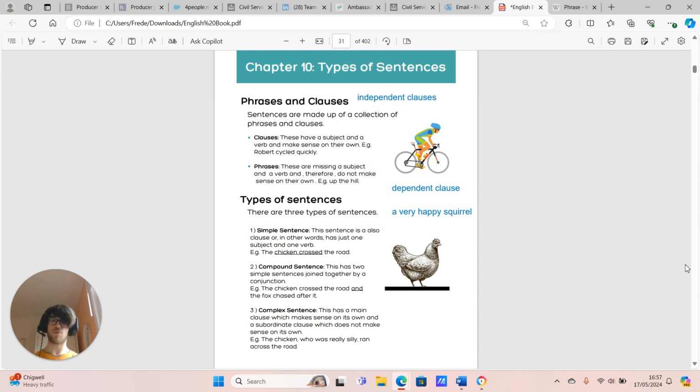A very happy squirrel. This is a noun phrase. The noun is squirrel, and it has other words before it that make it a phrase, right? It doesn't say anything, though. We know the squirrel's happy, but what's it doing? Where's it going? On its own, it's not a complete sentence. A very happy squirrel.